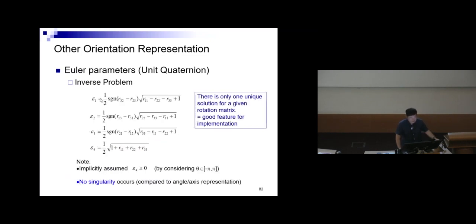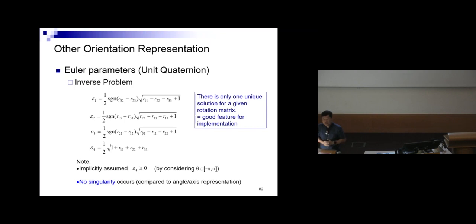So you will end up with the epsilon 1 and epsilon 4 given over here. The unique thing about this Euler parameter is that there will be only one unique solution for a given rotation matrix. So if you have only one unique solution, it's good for implementation, so you will know that this is the only solution that achieves it. You don't have the uniqueness.